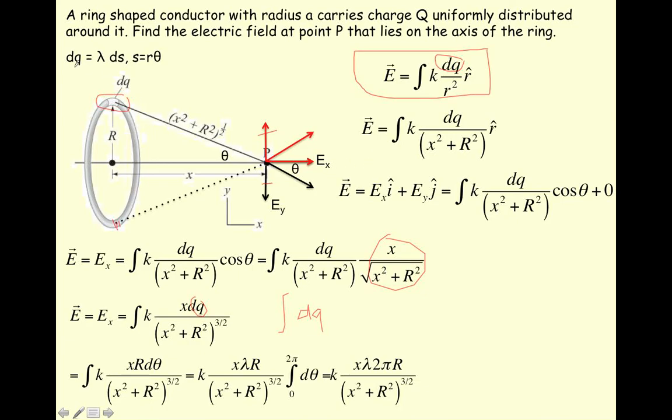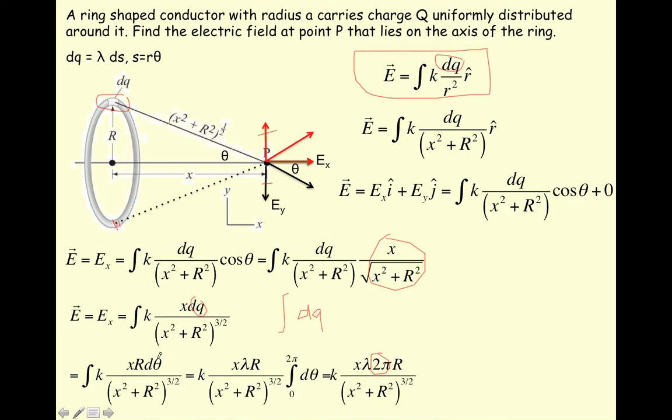And dq, as you can see here, is equal to lambda ds, and s being the arc. So the s here will be the arc, r theta, and theta will go from 0 to 2 pi, so that it completes the ring. So d theta from 0 to 2 pi is simply theta, and you integrate and get 2 pi. That's the result of the integration.